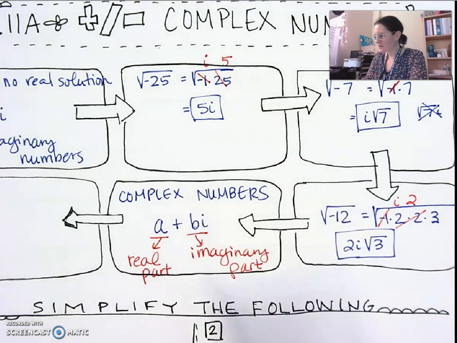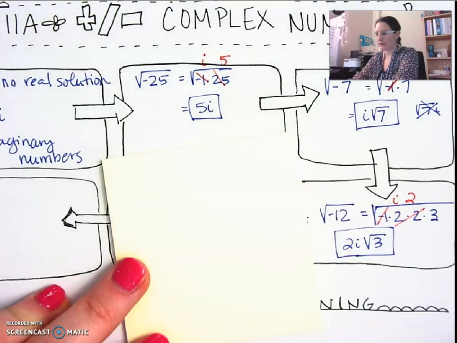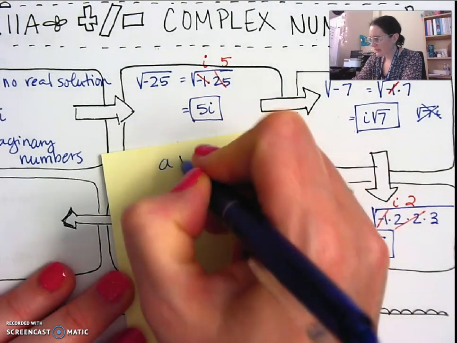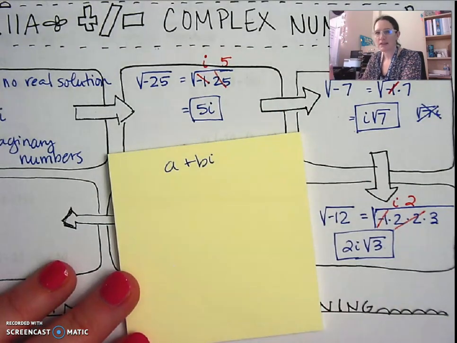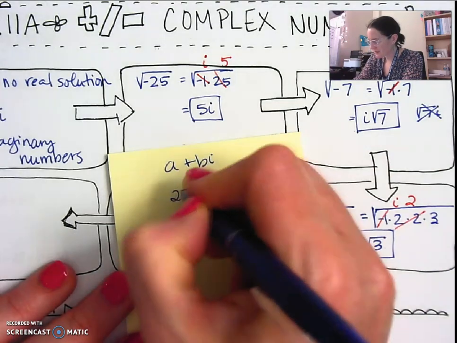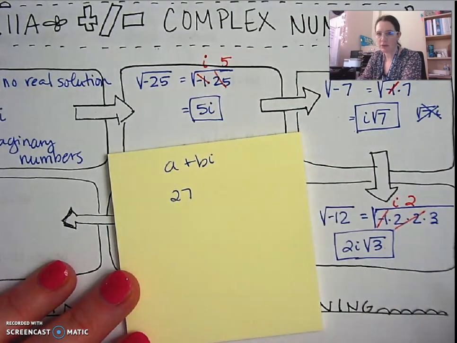So all of these numbers, in fact, any number we've worked with can be written like that. This isn't part of your notes, but I did explain this in class, and I'm just going to show you real quickly. A plus Bi is general for all complex numbers. Let's say you had this real number 27. Okay, that's a real number.